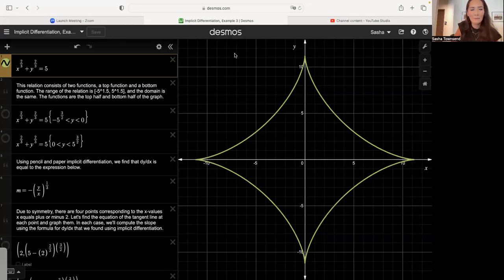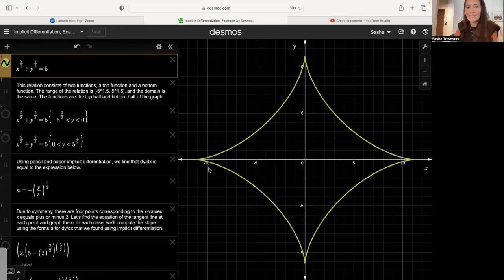In this video, we work our third example of an implicit differentiation problem. The curve is given by x to the 2/3 plus y to the 2/3 equals 5, and we get to see this really pretty shape. I wanted to show you what the graph looked like before we got started.